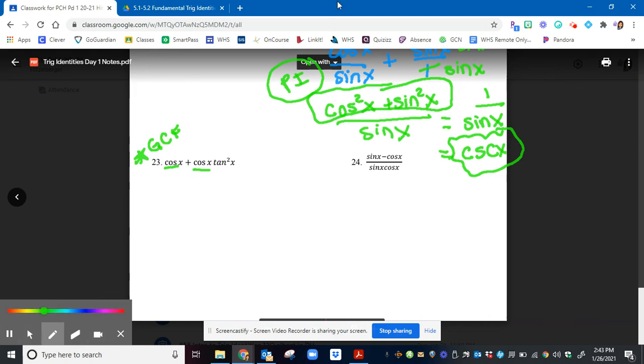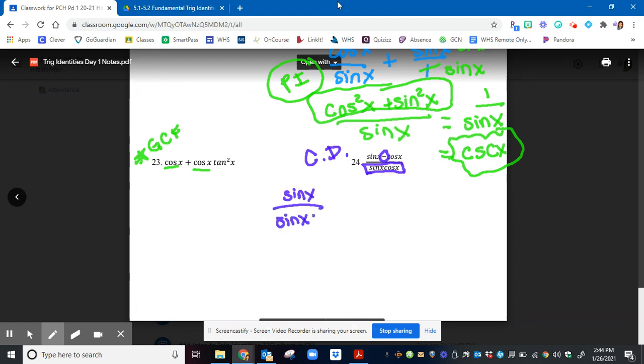Number 24 has to do with a common denominator, which I'm going to write as CD. Even though it's two things in the denominator, they are being multiplied together, so it's all one term. And then the numerator is two things being separated by a minus sign. So this is going to be sine all over sine cosine, and then minus cosine all over sine cosine. So again, this is what it was before it was smushed together.